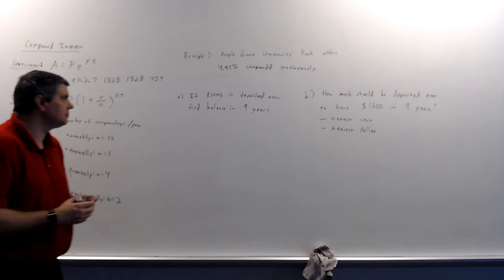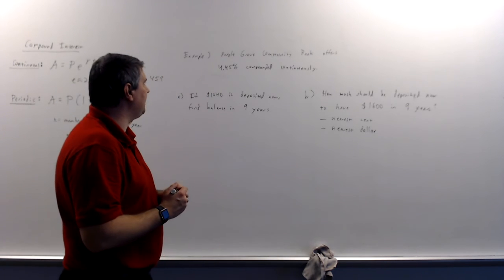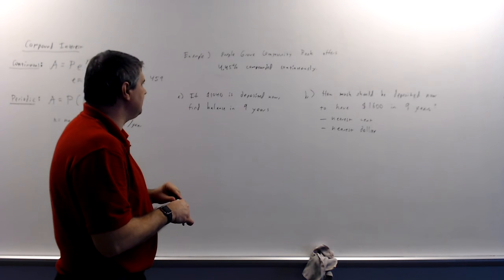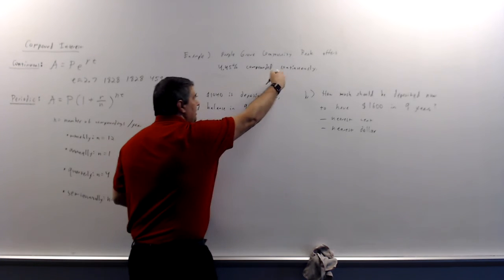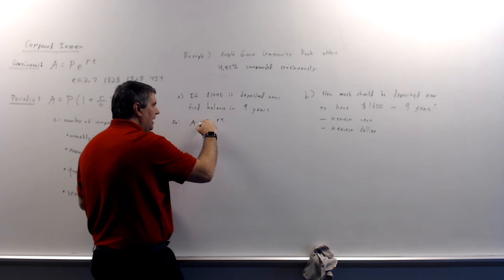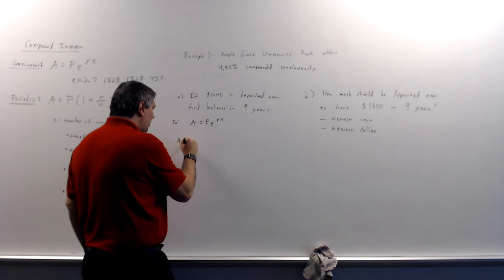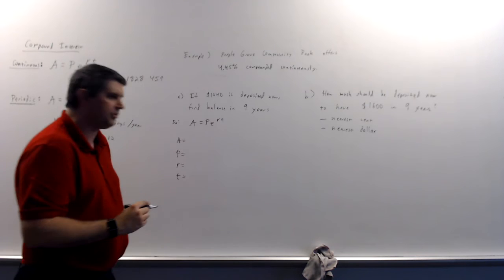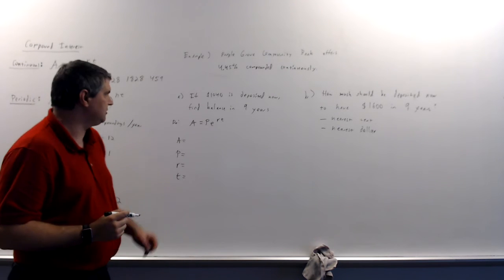Purple Grove offers 4.45% interest compounded continuously. If 1,040 is deposited now, find the balance in 9 years. It says it's compounded continuously, so the appropriate formula is the continuous compounding formula. Before I start plugging things in, I try to identify what the variable values are, because sometimes it's not as simple as it seems.